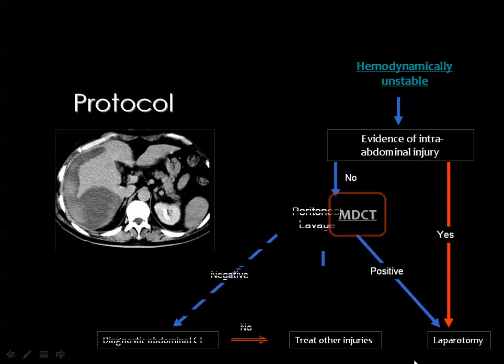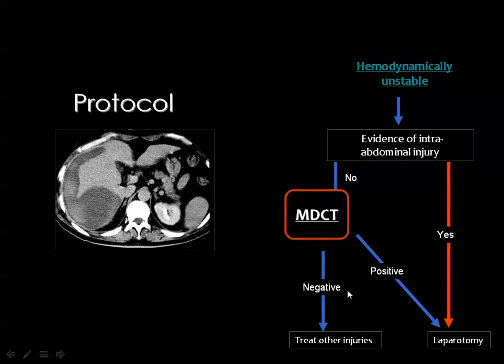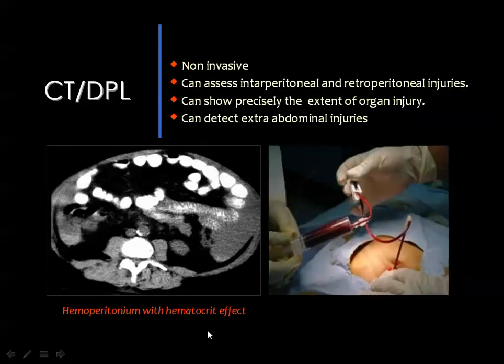But nowadays, this step has been totally replaced by the imaging by multi-detector CT. Then if CT shows positive results, you go to laparotomy for dealing with the injured organ if this is necessary. And if the multi-detector CT is negative, then your attention is directed to treat other injuries.